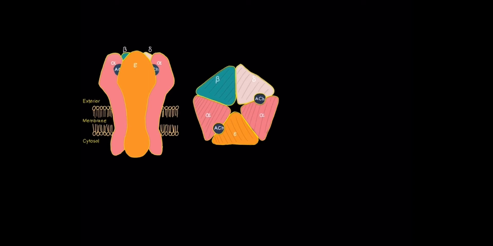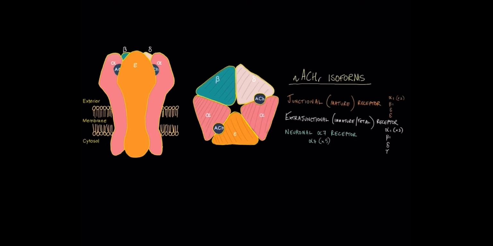There are 3 isoforms of the nicotinic acetylcholine receptor. And really the most important one to think of when we talk about neuromuscular physiology and the normal physiology of neuromuscular transmission is the junctional mature receptor, and that's this one in the orange here. These other 2 receptors I'll touch on briefly, but they're more important when we start to get into pathophysiology.